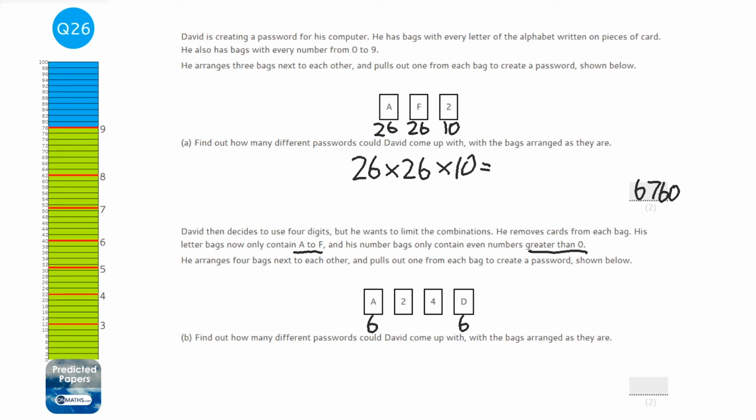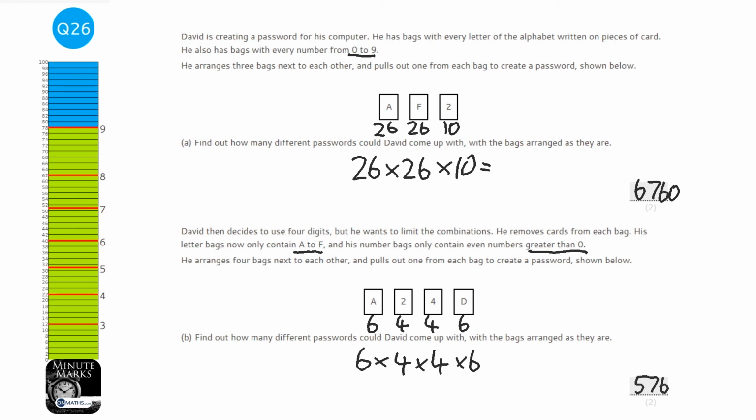Now, these are the same bags as before, so we only had the numbers from 0 to 9 before. So the even numbers that are greater than 0, so it's 2, 4, 6, 8. So there's 4 combinations. So there's 4 numbers those can be. And so find out how many different passwords if they're arranged like this. So 6 times 4 times 4 times 6, which is 576.